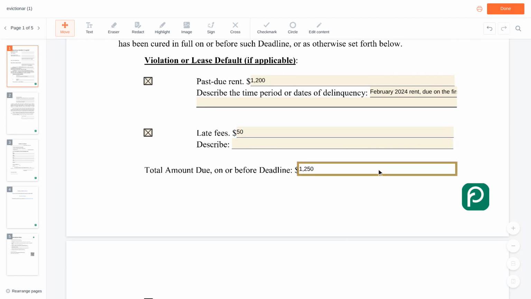If you need to serve an eviction notice in your state, here are the key requirements to know. For non-payment of rent, you must give your tenant 3 days' notice, and that notice must be in writing demanding possession of the property. 3 days is the minimum, so make sure you count carefully.